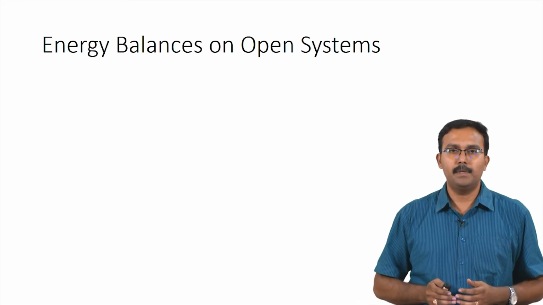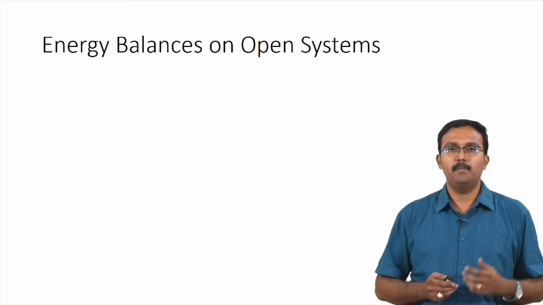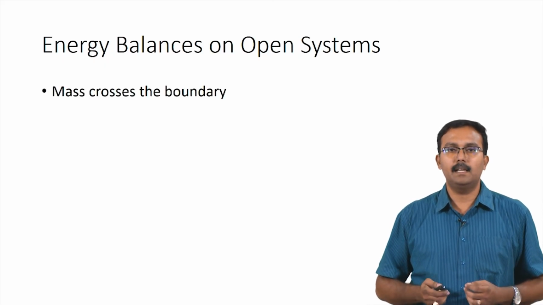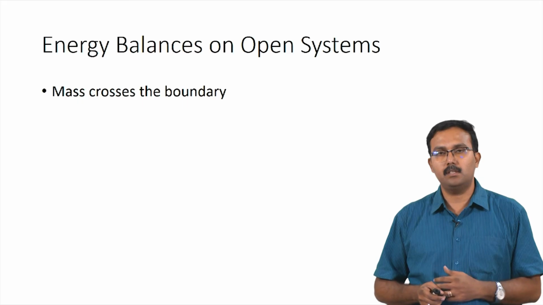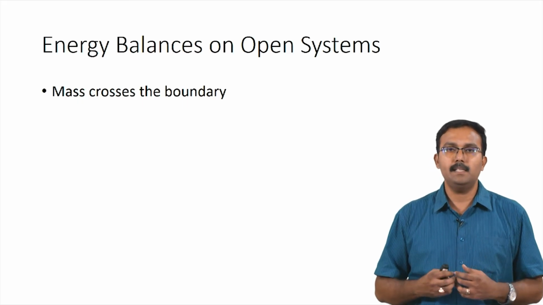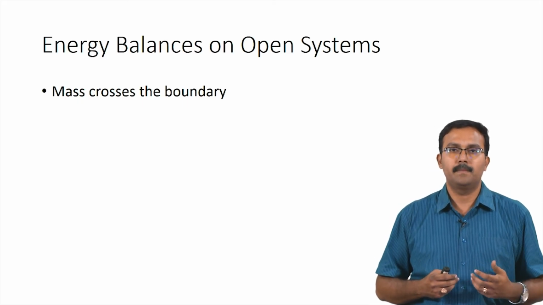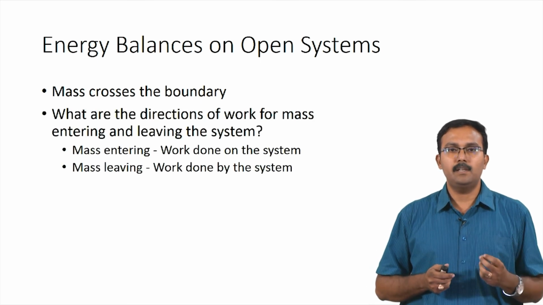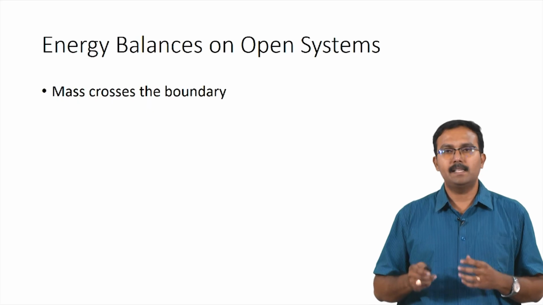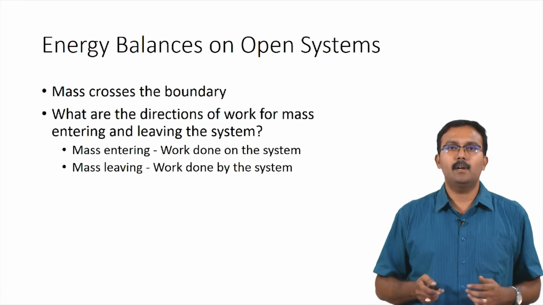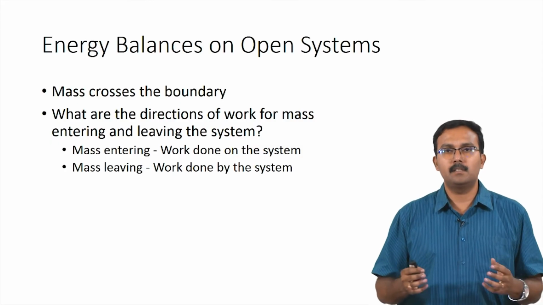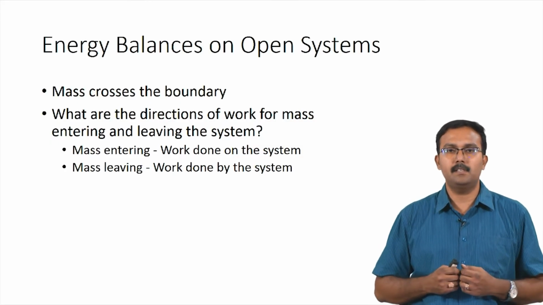Energy balances on open systems would also be performed in similar fashion to closed systems, but we need to understand that in an open system mass crosses the system boundary. This would change the energy balance equation slightly. Let us see how it affects the energy balance equation. We first need to understand, as mass enters and leaves the system, what would be the work done by the system or on the system when this mass enters and leaves the system.